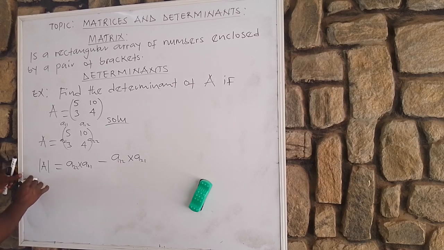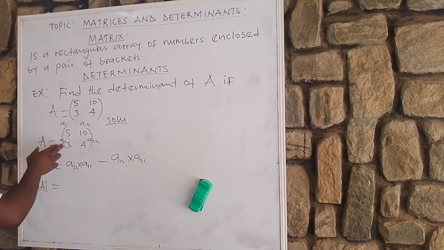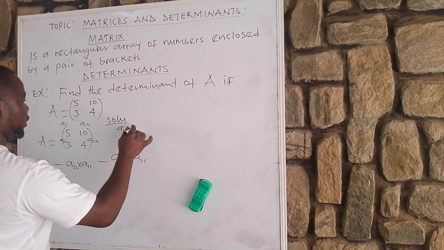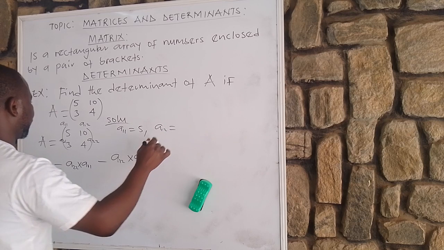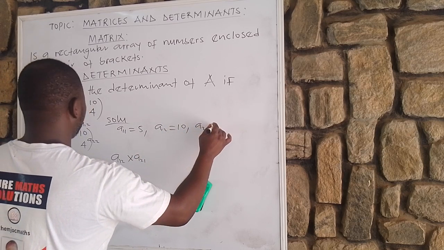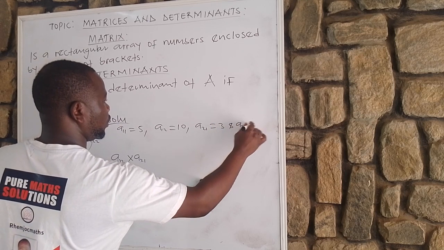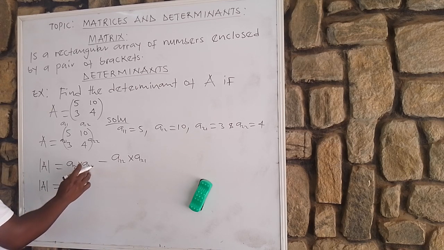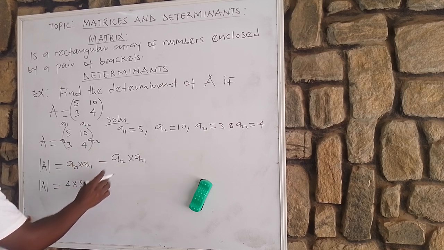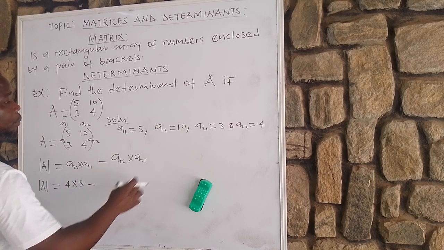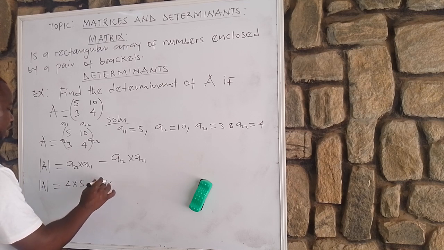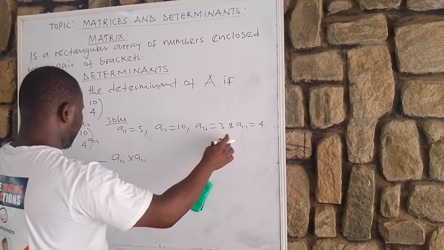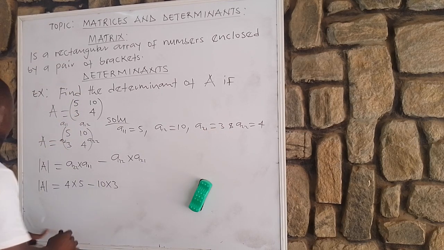Okay, so now let's use this formula to find the determinant of this matrix. So your A11 is equal to 5, A12 is equal to 10, isn't it? A21 is equal to 3, and A22 is equal to what? 4, isn't it? So your A22 is 4, so here will be 4 times A11 which is 5. What do we have here? Minus. Then A12 is what? A12 is 10. 10 times A21 is 3.